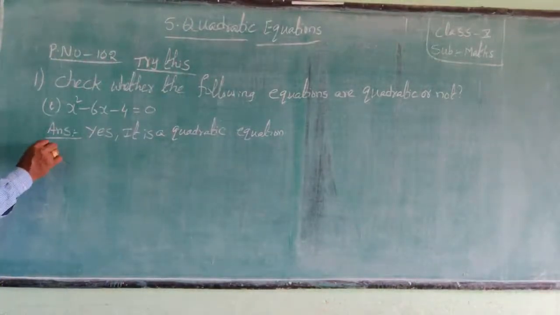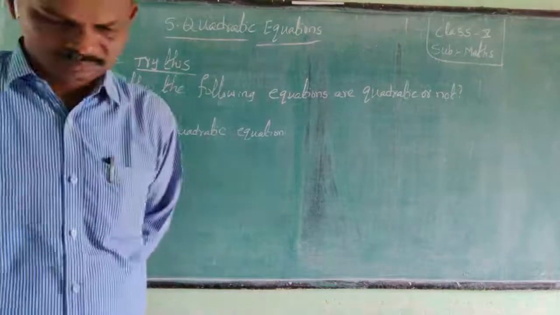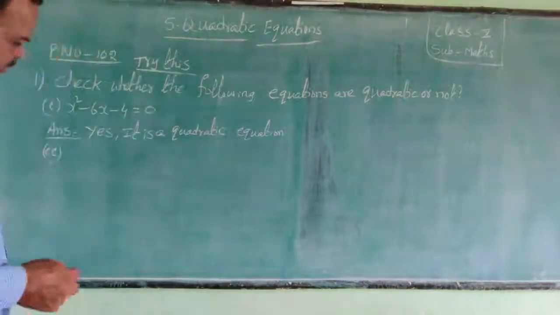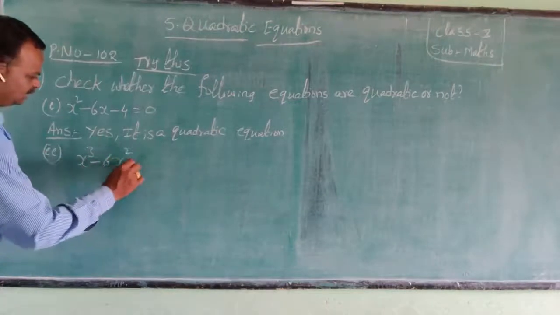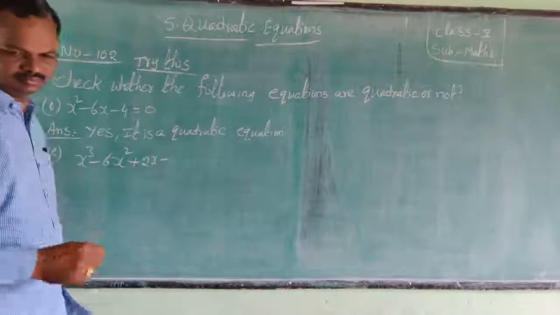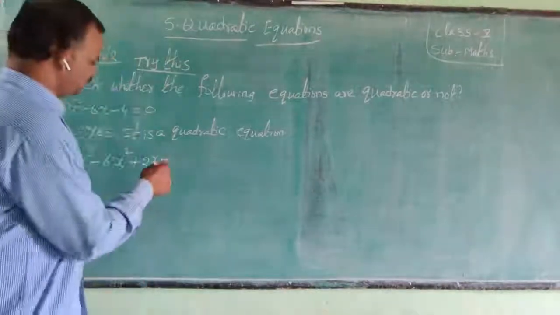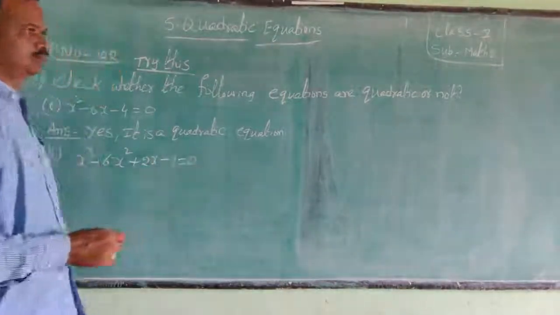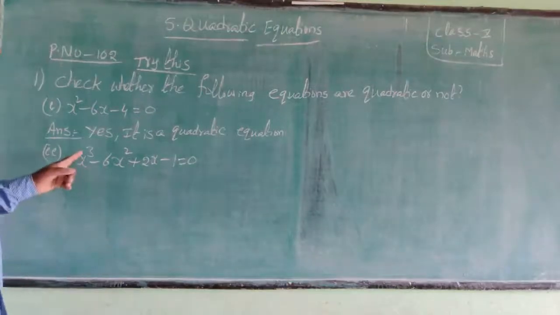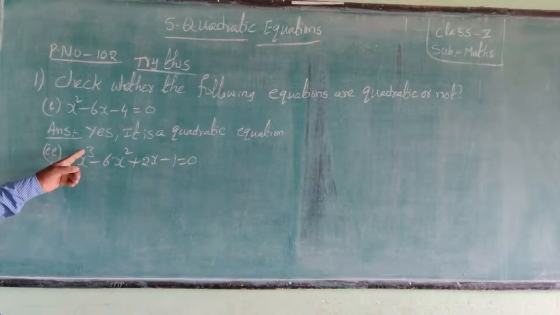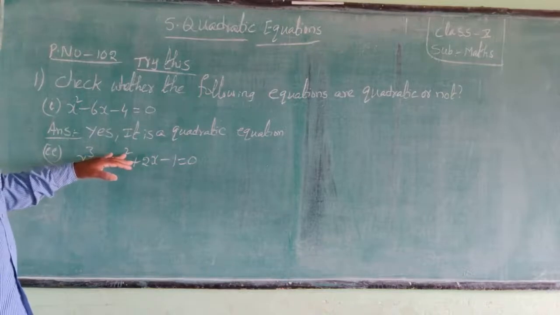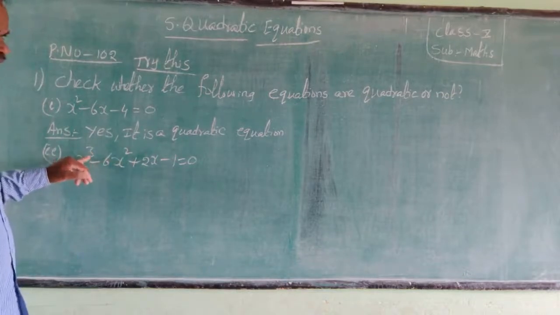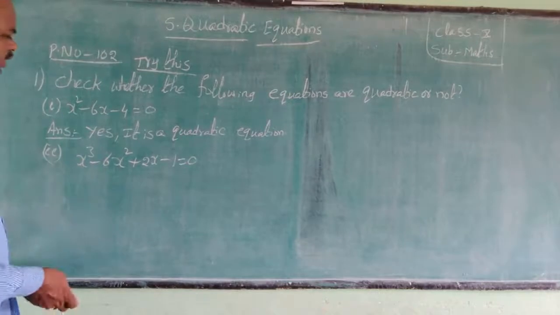Second: x cube minus 6x square plus 2x minus 1 is equal to 0. It has degree 3, so it is not a quadratic, because we need the highest power to be 2, but here it is 3. So it is not a quadratic.